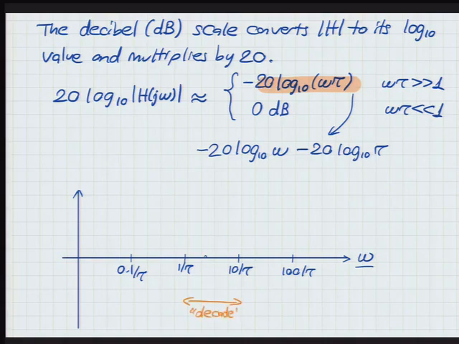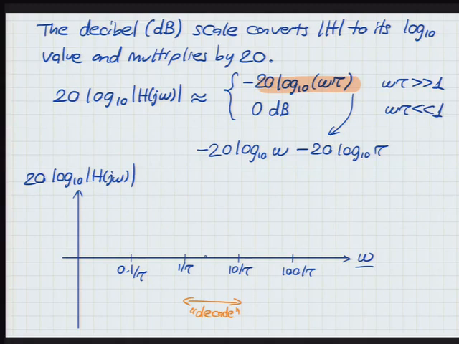Decade, because you multiplied by 10 to go from one to the other. All right? So essentially, plotting 20 log 10 |H(omega)| on this scale amounts to plotting this against log 10 omega, right?